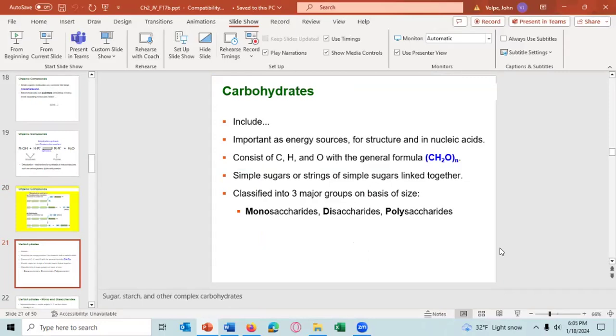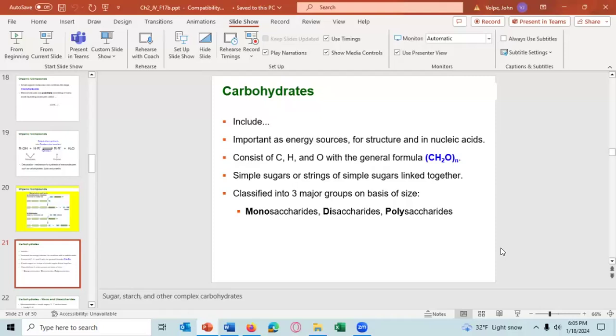First, we're going to talk about carbohydrates. These include sugars, starch, and other complex carbohydrates. They are important energy sources for people and living organisms. You can find carbohydrates in the structure. You can find carbohydrates in nucleic acids.